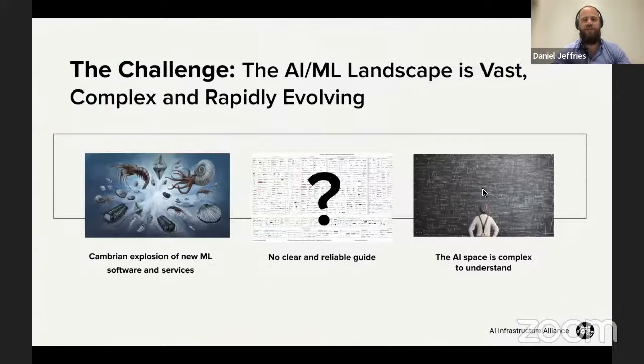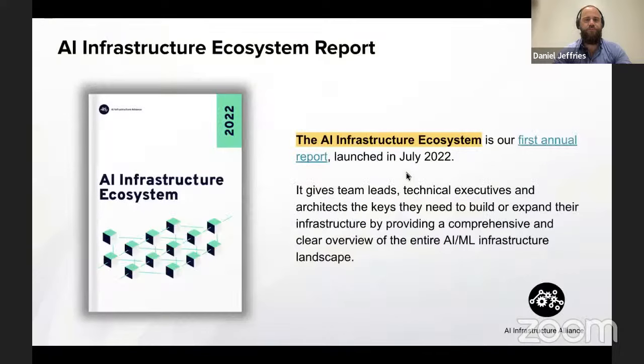So I'd say there's a huge AI/ML landscape. It's super vast, complex, and rapidly evolving. There's a Cambrian explosion of new software and services. There's no clear and reliable guide, and it's just complex to understand. It doesn't matter if you've been doing machine learning forever, went to university, or have been at a number of different companies, the space is evolving so quickly that it's hard to know how to get your hands on it. It's hard to see through the marketing hype and understand what's real.